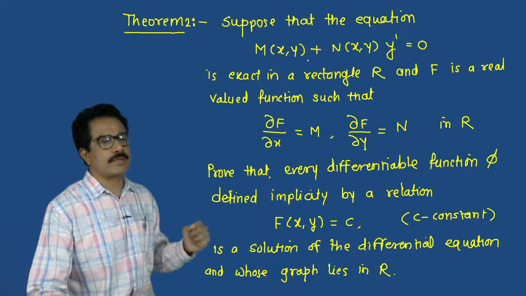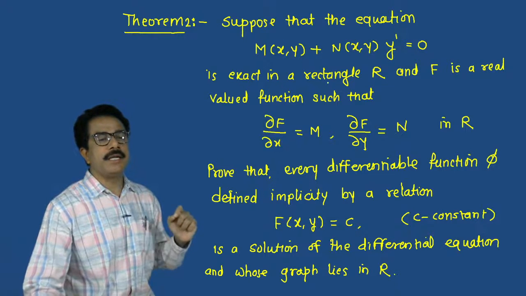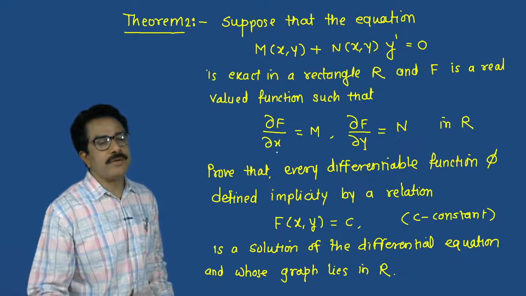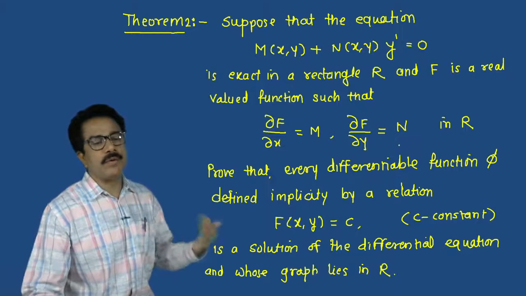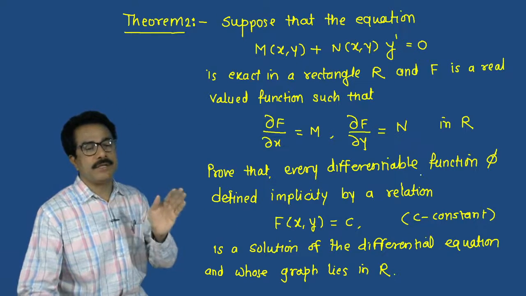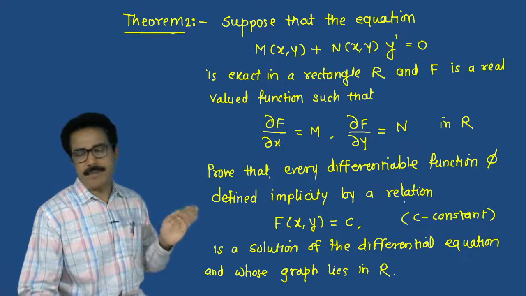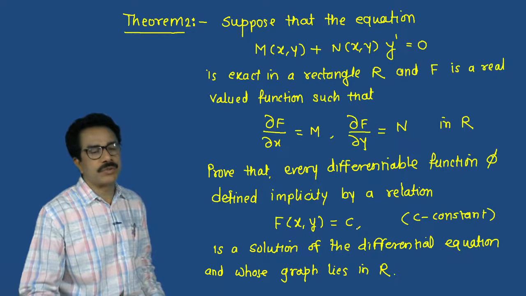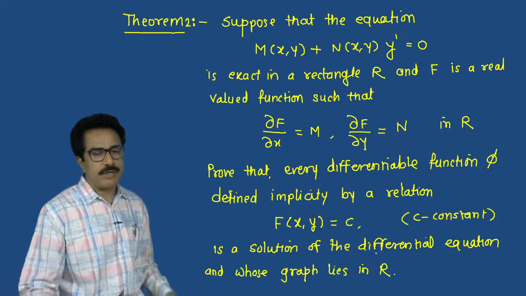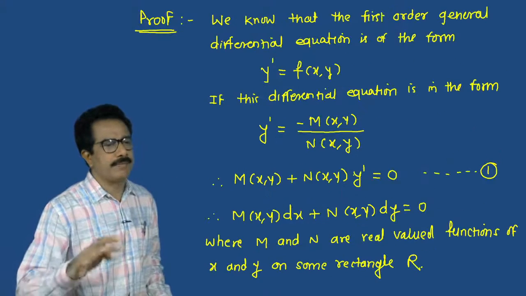Suppose that the equation M of x comma y plus N of x comma y into y dash equals 0 is exact in a rectangle R, and f is a real valued function such that dou f by dou x equals M, dou f by dou y equals N in R. Then prove that every differentiable function phi which is defined implicitly by the relation f of x comma y equals c, or f of x comma phi of x equals c, is a solution of the differential equation and whose graph lies in R. It is not a problem whose graph is in R. Now we shall discuss the proof.